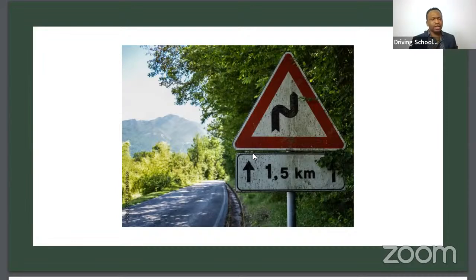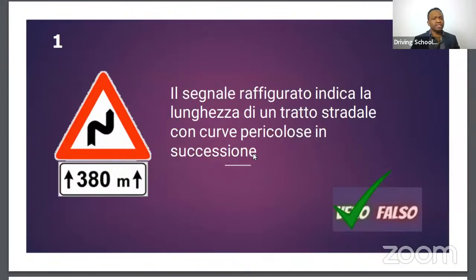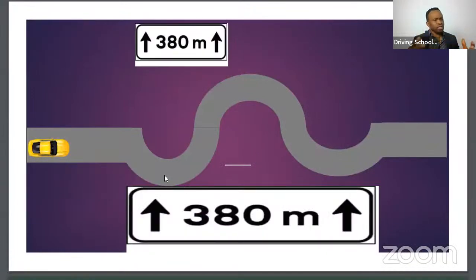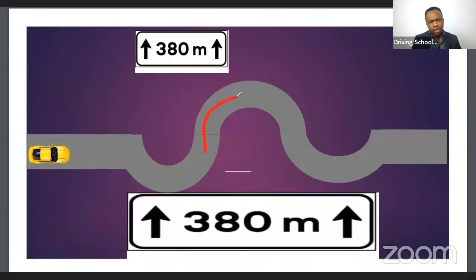You understand? Now, returning to our question, which says, in segnale raffigurato, indica la lunghezza di un tratto stradale con curve pericolose in successione. È verissimo. It is true, because you see the curve, curve in succession, what are they talking about? You see, we have one curve here. Successively, we have another one, just like that.